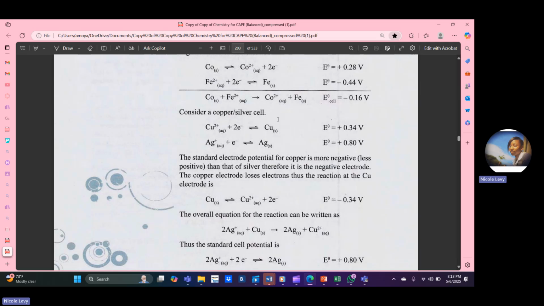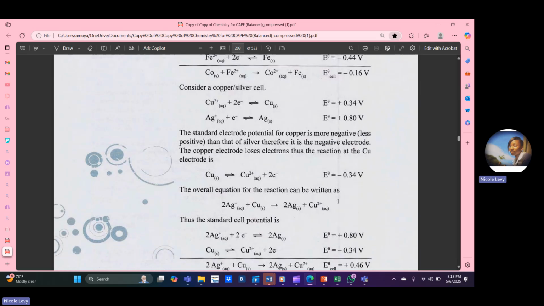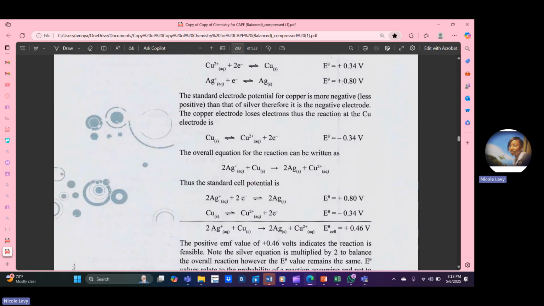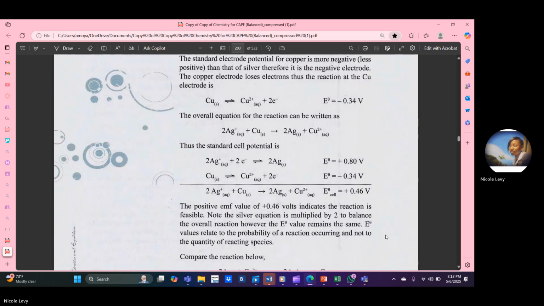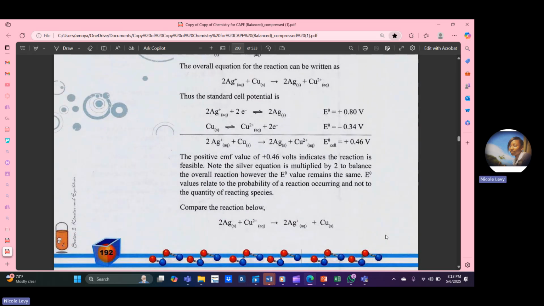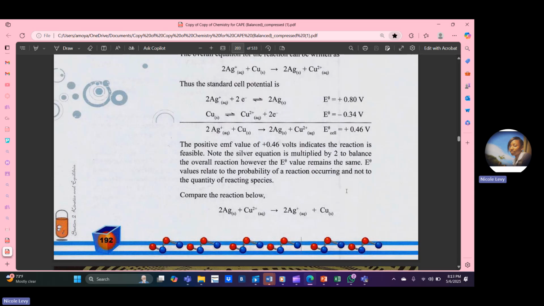So the top one is more likely to lose electrons to the bottom one, so I will have to flip that equation. When I flip it, the sign of the E naught value changes. And then when I add it back to the 0.8, I get positive 0.46 volts. So it indicates that that reaction is feasible, and the silver equation is multiplied by 2 to balance the overall reaction. However, the E naught value remains the same. When you add a coefficient to balance your reaction, it doesn't change the E naught value.